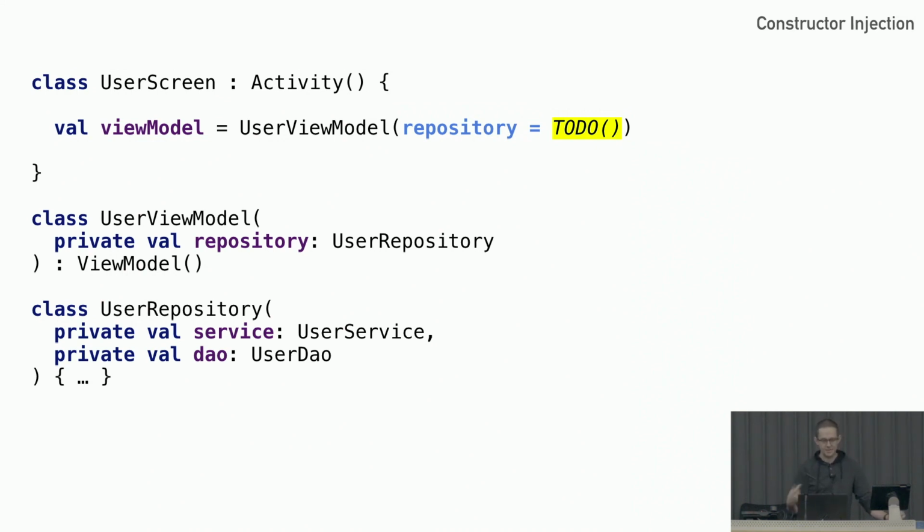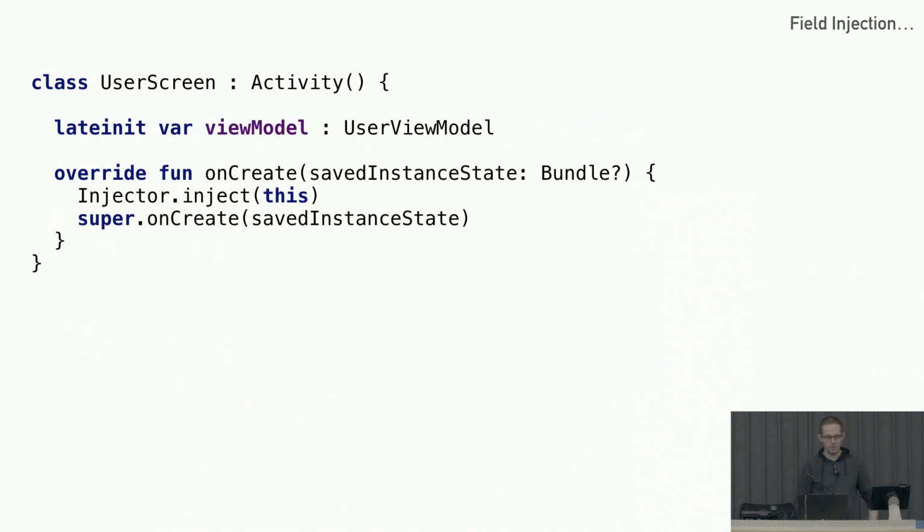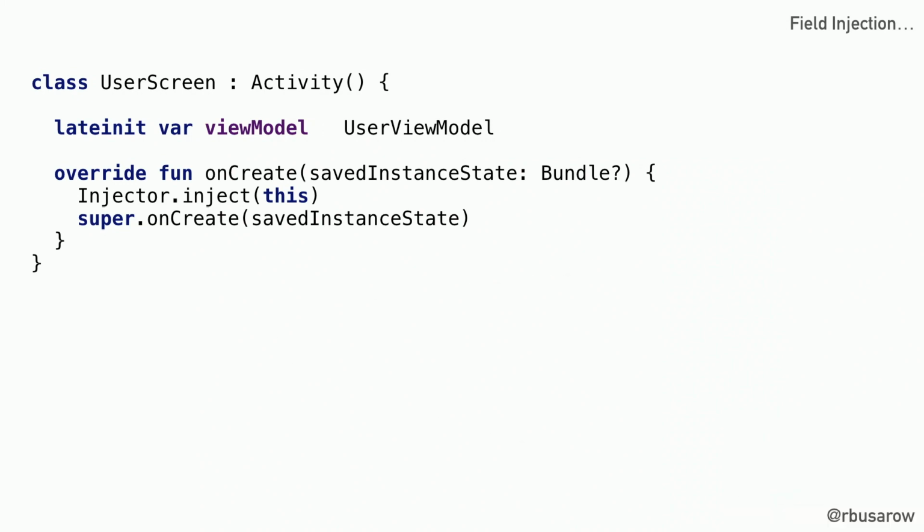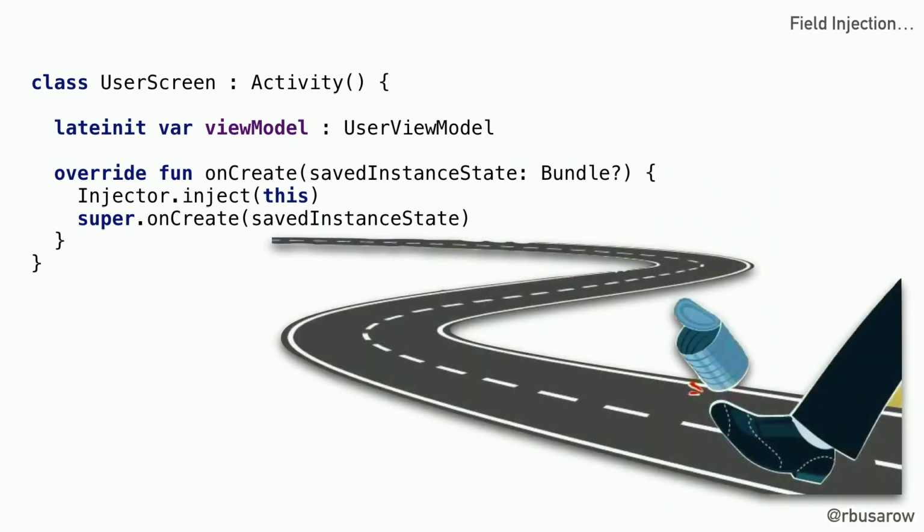It's the same problem, and the activity doesn't actually have what it needs in order to create the view model. We need to inject that, but we can't inject it using the constructor because this is one of those classes where we don't have control over the constructor. So instead, we have to go back to this late init var, and this is what we do with Dagger, the reigning king of dependency injection.